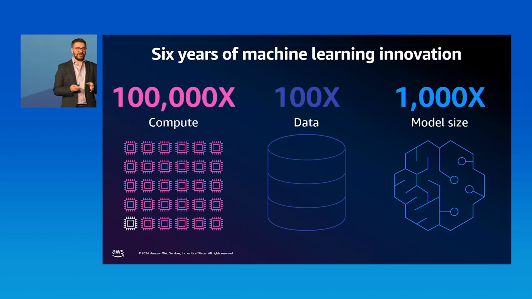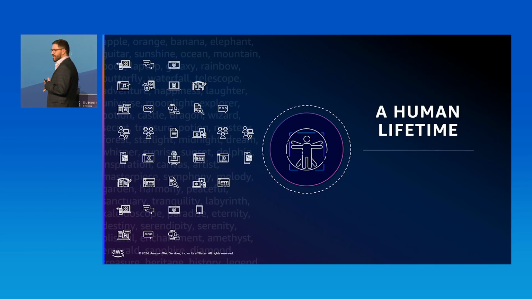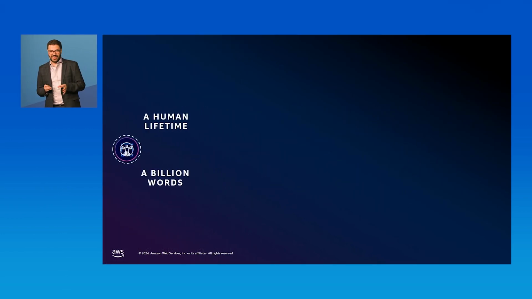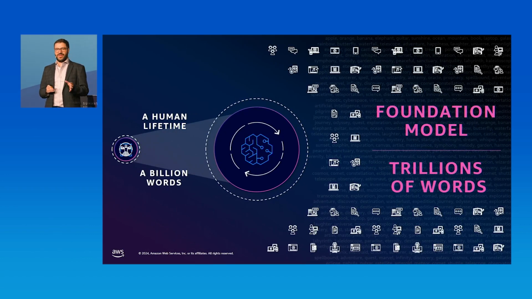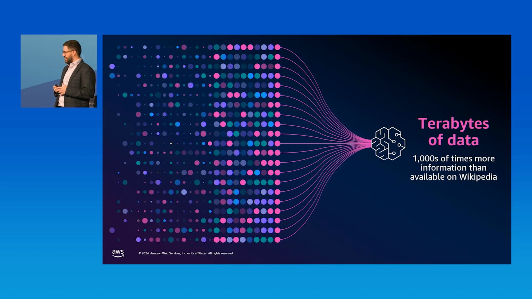This is the first time we can actually train models on internet-size data, right? On models the size of the internet, which is pretty amazing. Just to put it in a little perspective, the amount of words a human would see in their lifetime is about 1 billion words. And these models are trained on trillions of words. That's more than 1,000 times what any human would encounter in their lifetime. Just to put it into perspective again, if you think about Wikipedia with terabytes of data, this is thousands of times the size of Wikipedia.